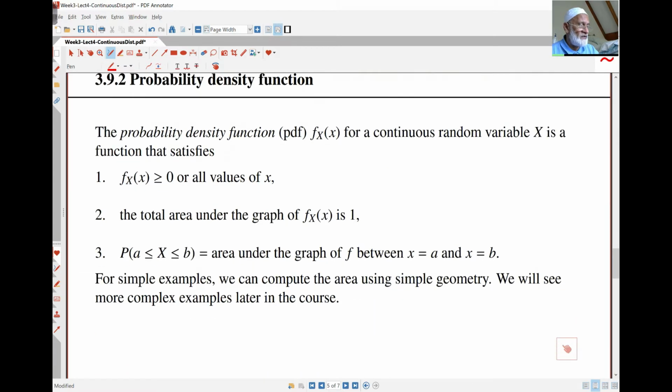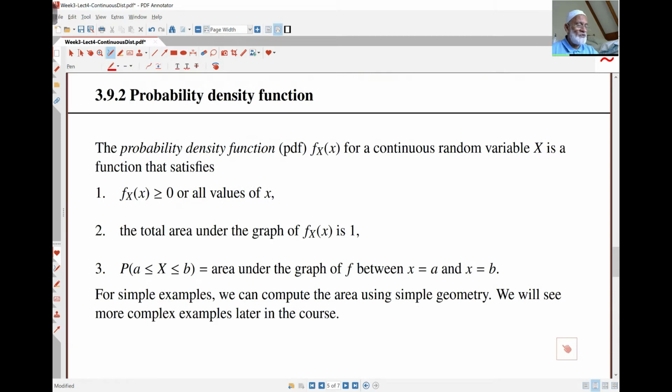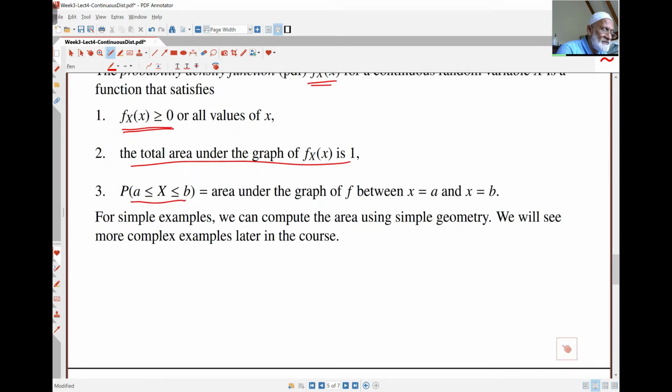So here is the concept of a density function. There are two things that we require here. A probability density function must always be bigger than or equal to 0. It can't be negative. And the second is that the total area under the graph is equal to 1. The third thing is that probabilities for intervals are given by the area under the graph between those endpoints.